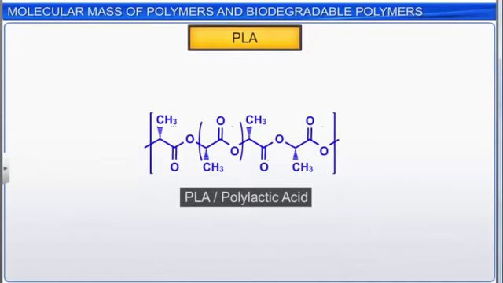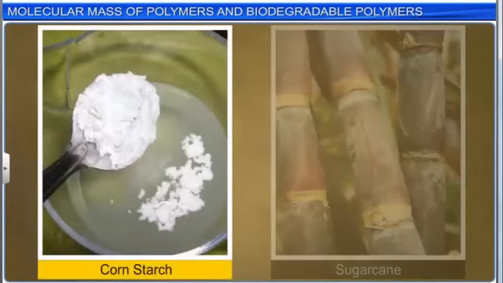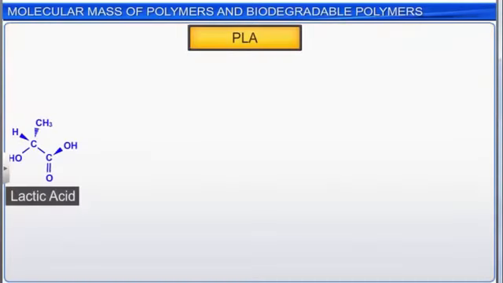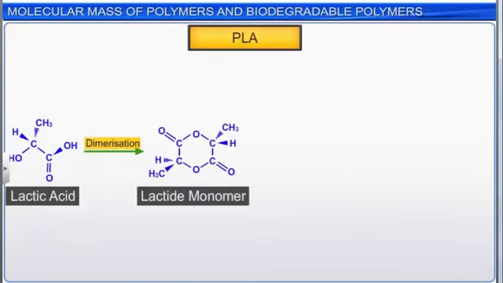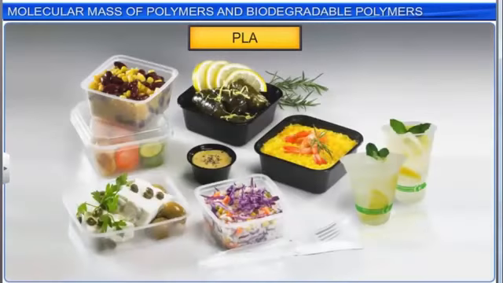PLA or polylactic acid is another biodegradable polymer. The starting material is plant-based, derived from cornstarch or sugarcane. Lactic acid is dimerized to make the lactide monomer, which undergoes a ring-opening polymerization. PLA is being used for packaging, such as cups and take-out containers for food.